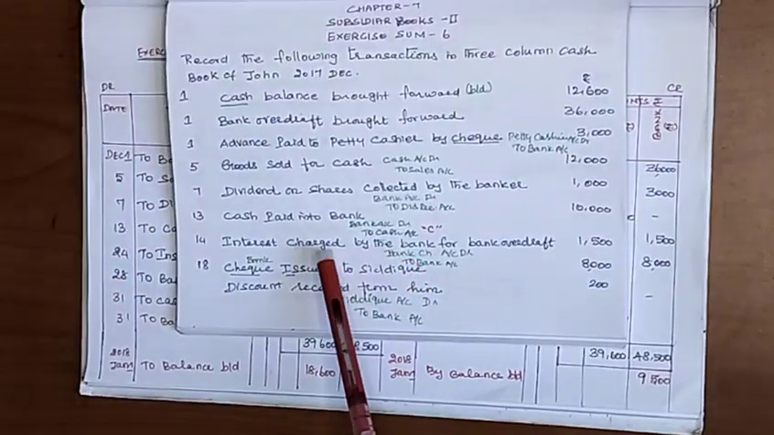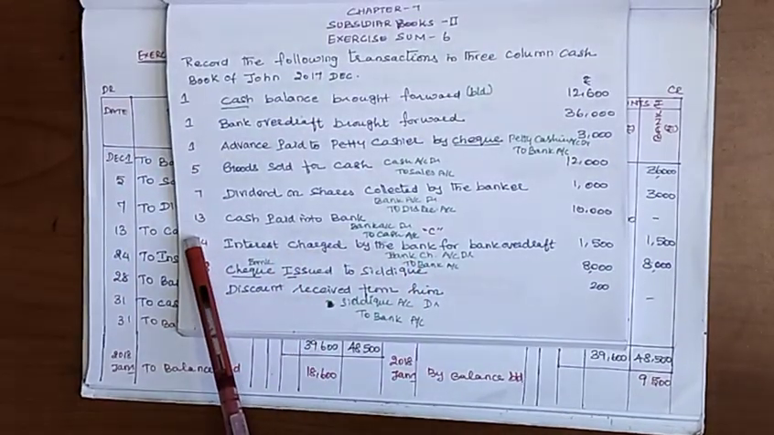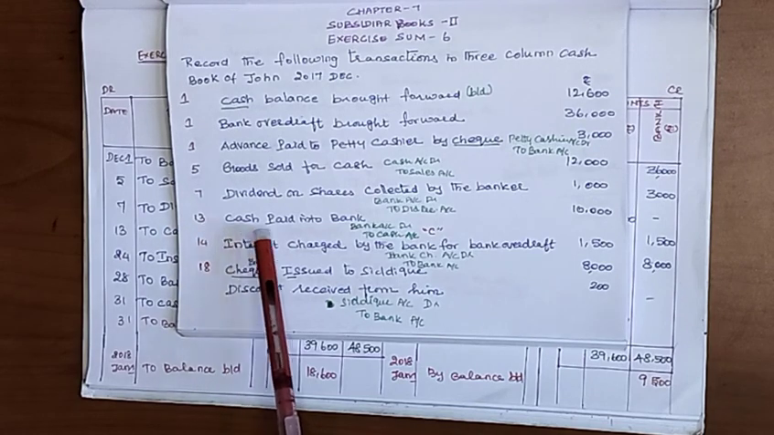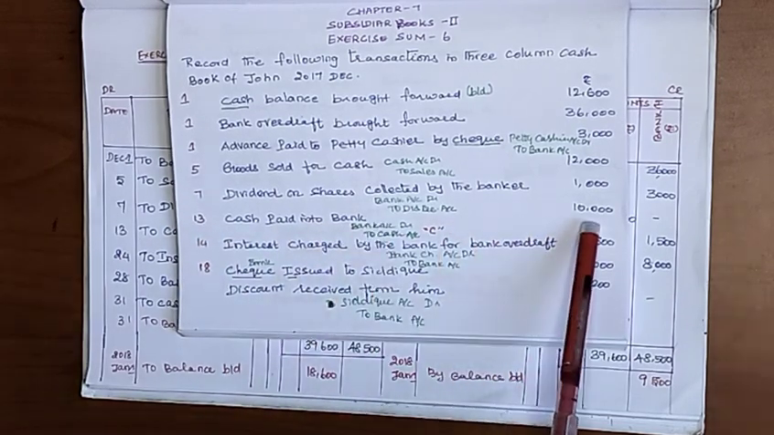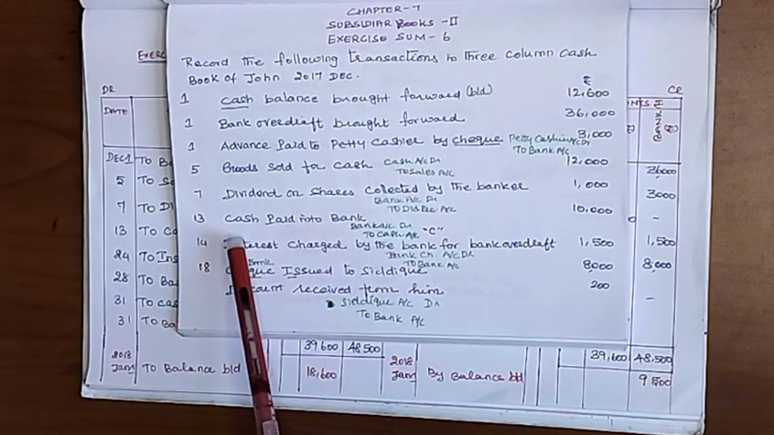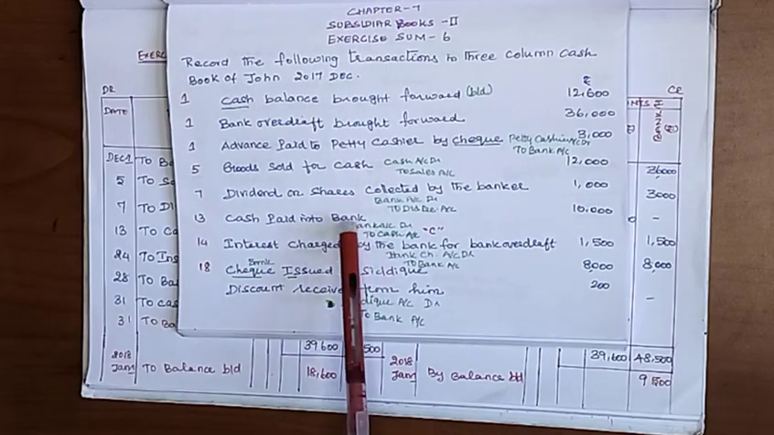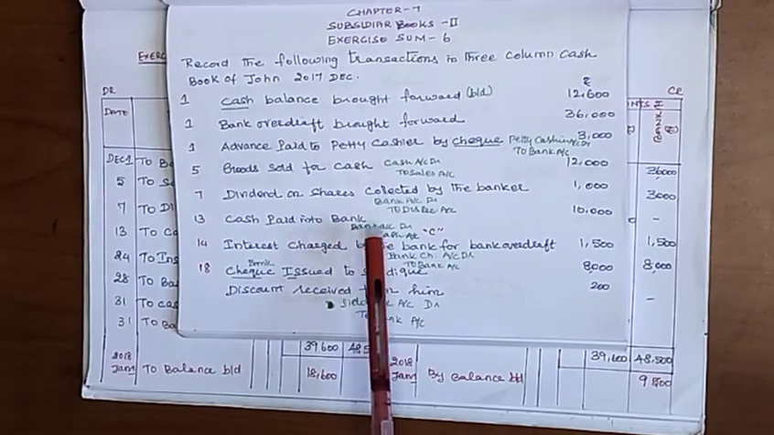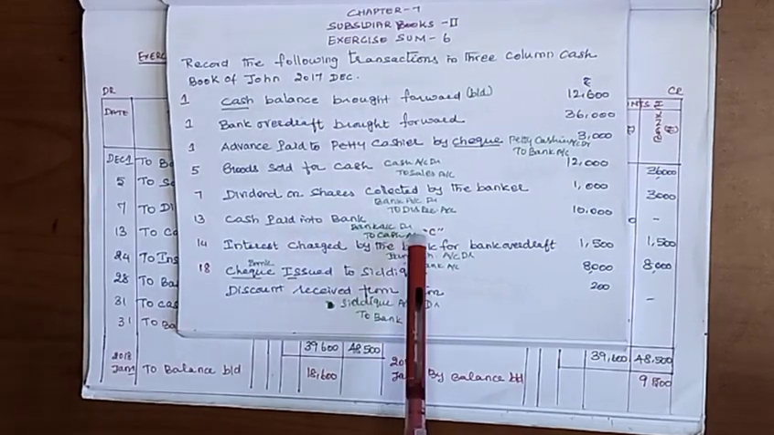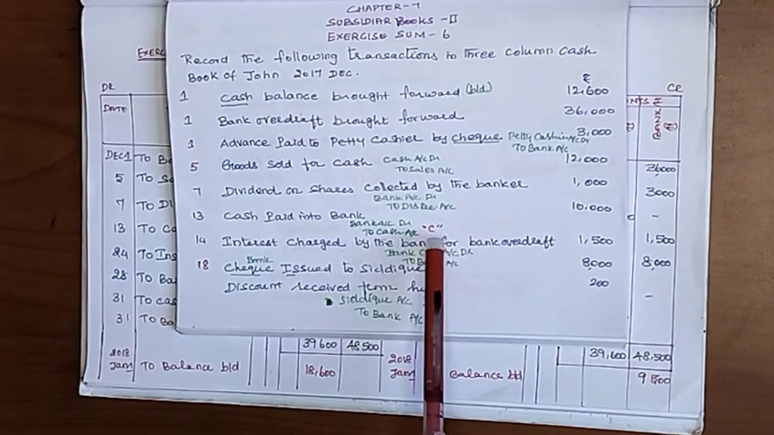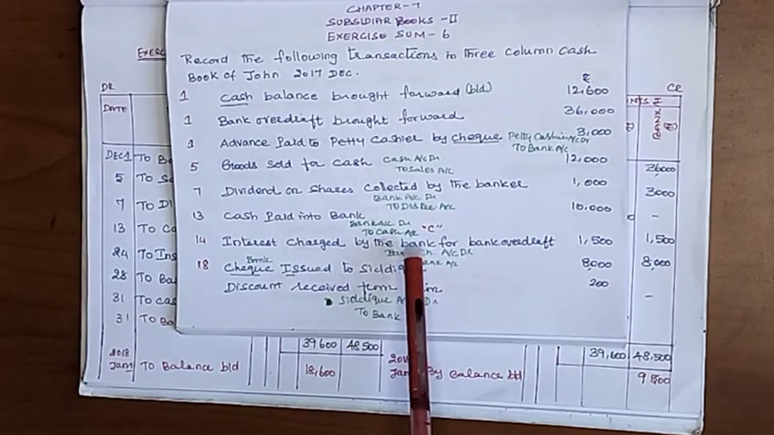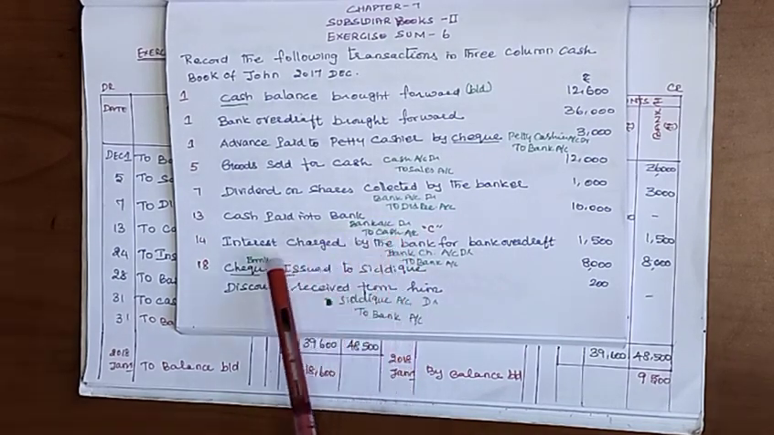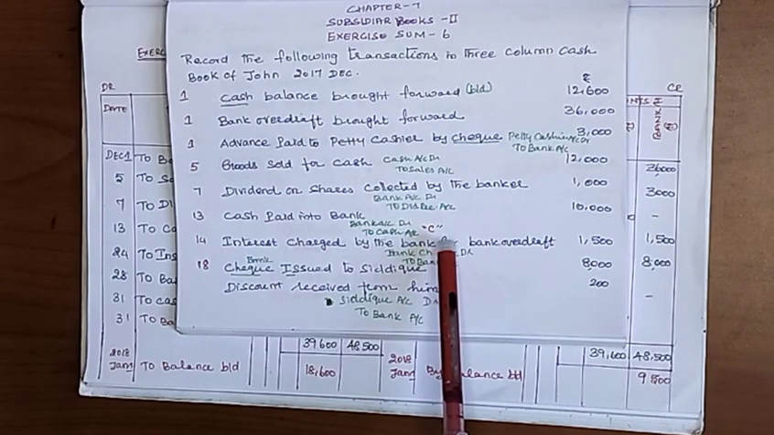We entered. The next transaction is December 13, cash paid into bank, 10,000 rupees. So you paid cash into the bank, your bank account increased. What is the journal entry? Bank account debtor to cash account. This is a contra entry because two accounts are involved here: bank account and cash account. You have to enter these two accounts on both the debit side and the credit side. This is the contra entry.